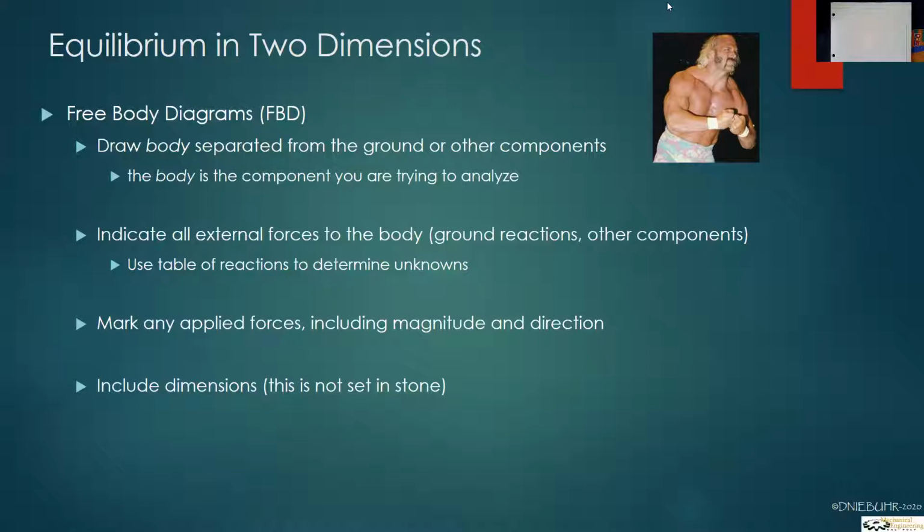So first thing to remember is to draw the body. You figure out what component or what part of the rigid body you're looking at. Draw that. You want to make sure you indicate all external forces on the body. That includes reactions, any applied forces, and also any external forces, which for the most part in this class is just gravity. And then lastly, the dimensions.